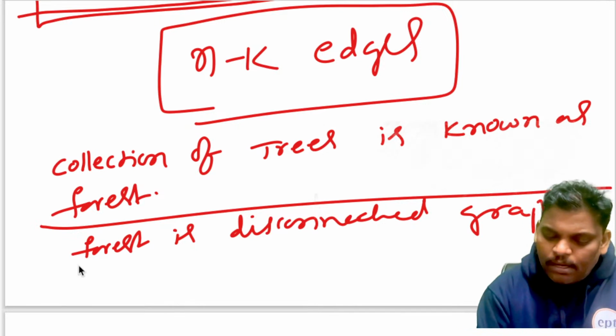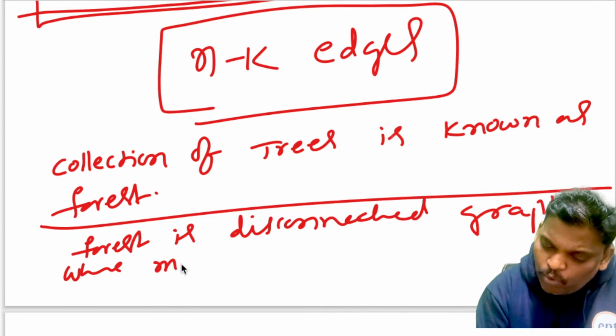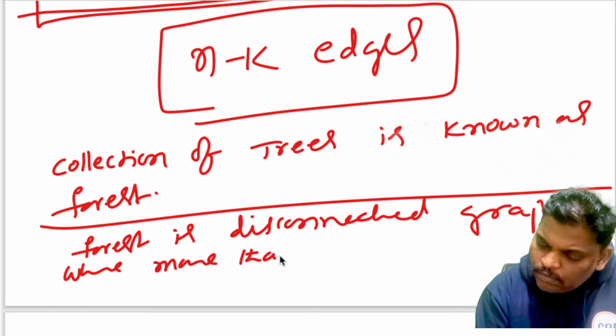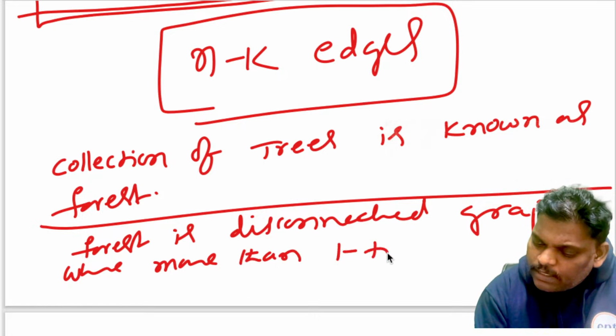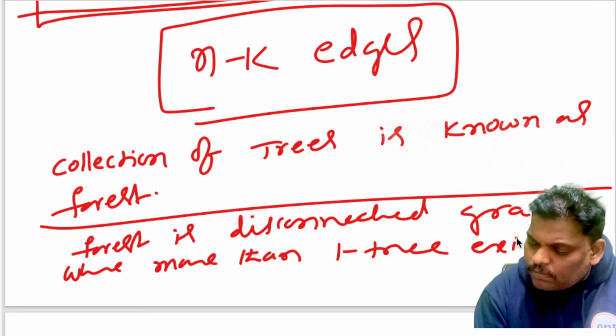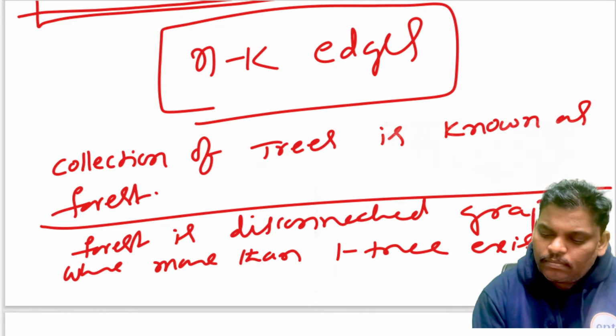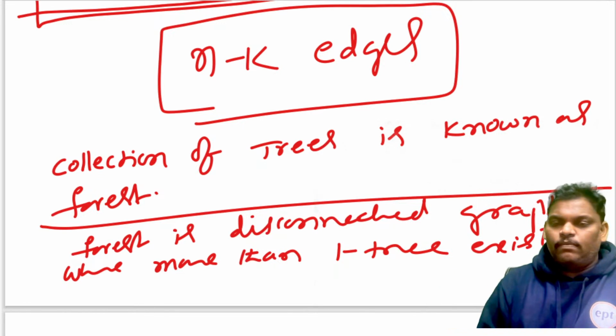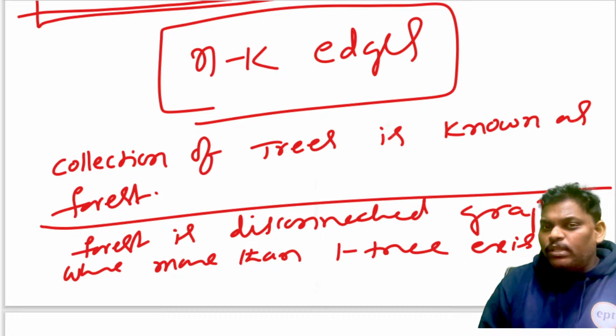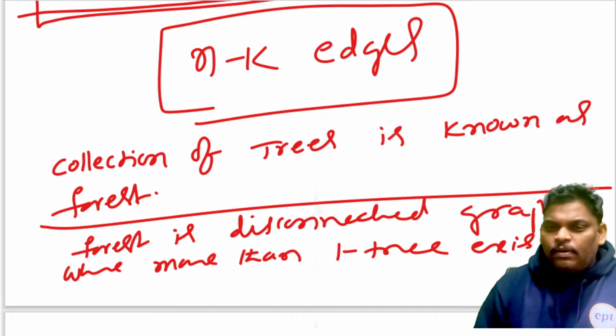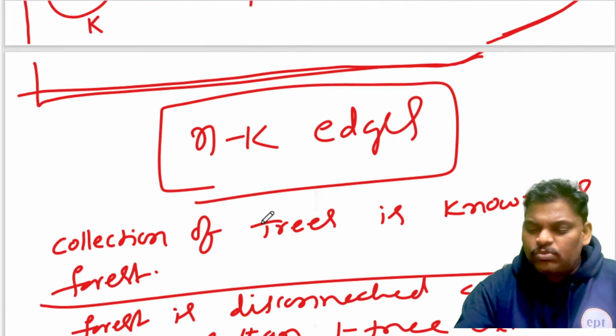A forest is a disconnected graph where more than one tree exists. Please let me know if anyone has a small doubt.